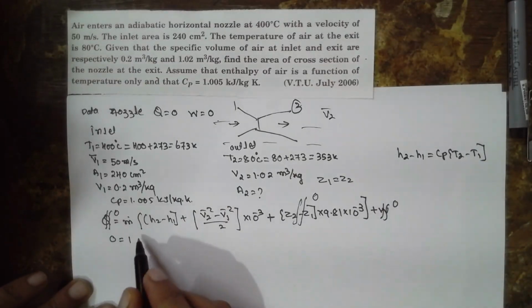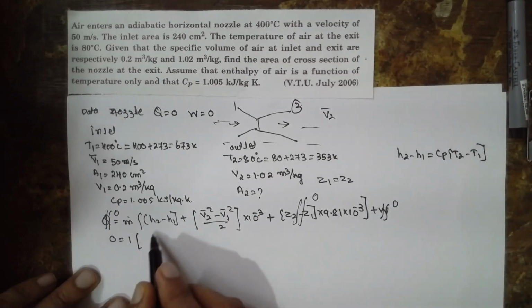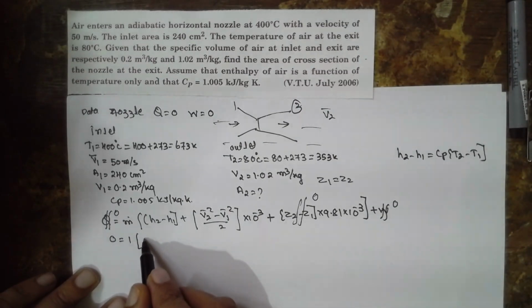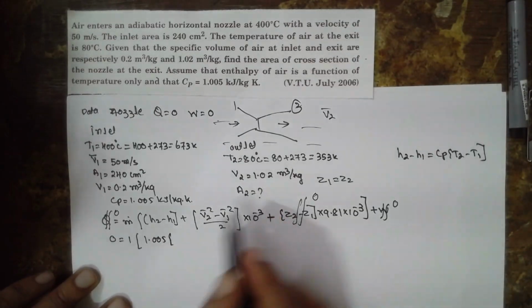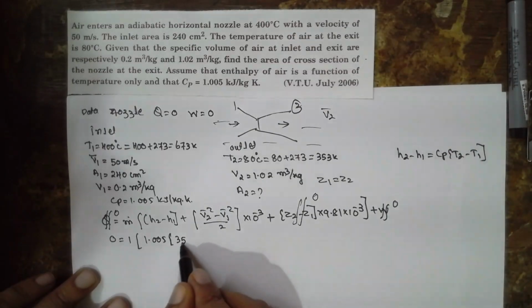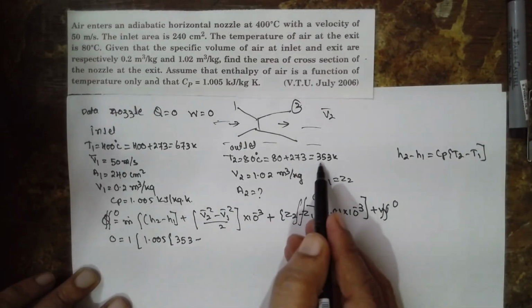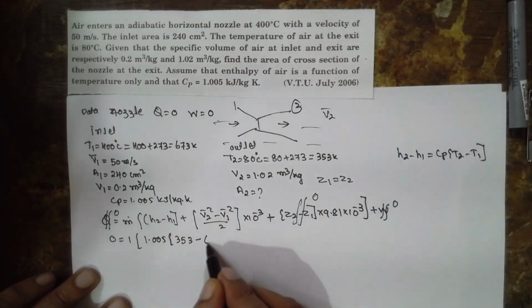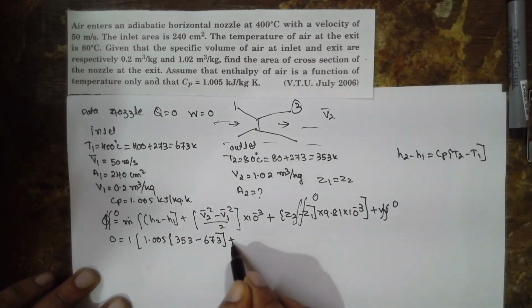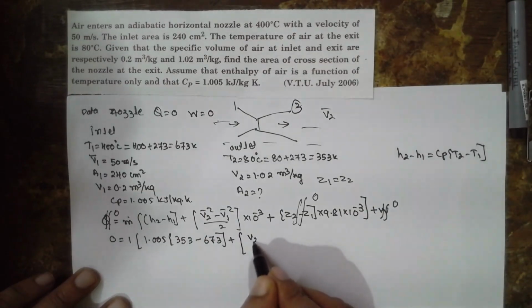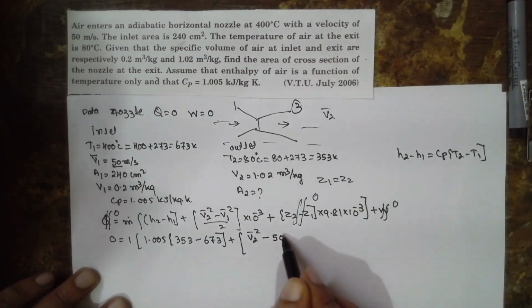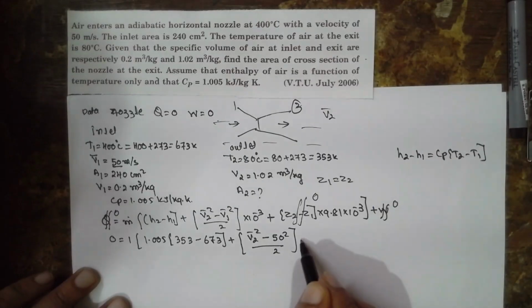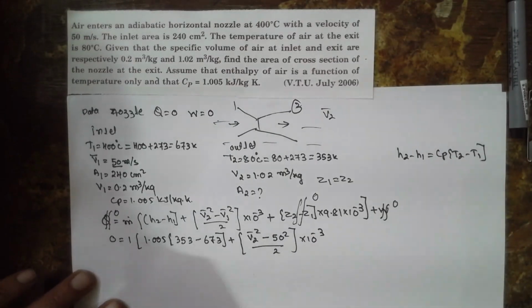Now write the Cp value. Cp is nothing but 1.005, and T2 is 353 minus 673, plus velocity V2 bar square minus V1, which is 50, square, divided by 2 into 10 raised to minus 3. Now we are going to find out the velocity. Now use the calculator.